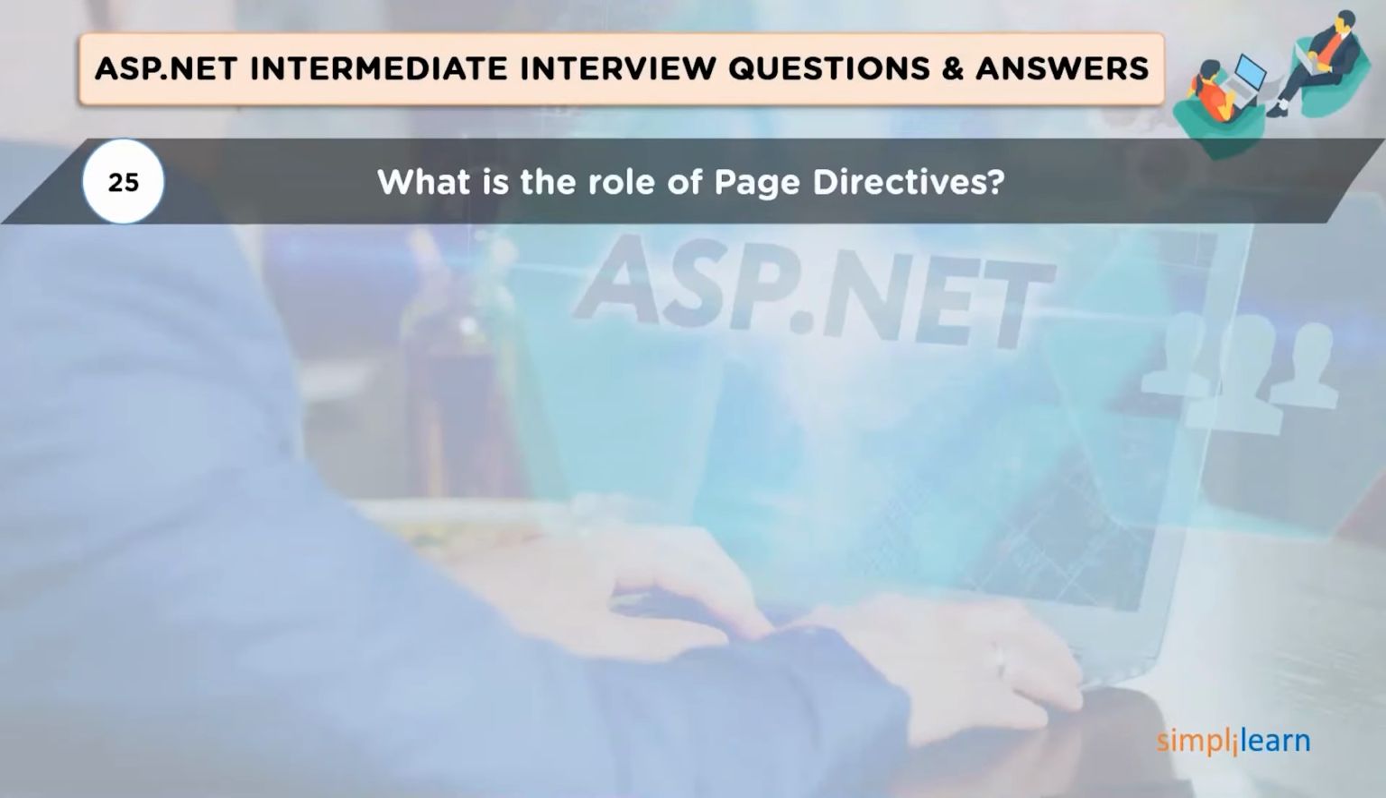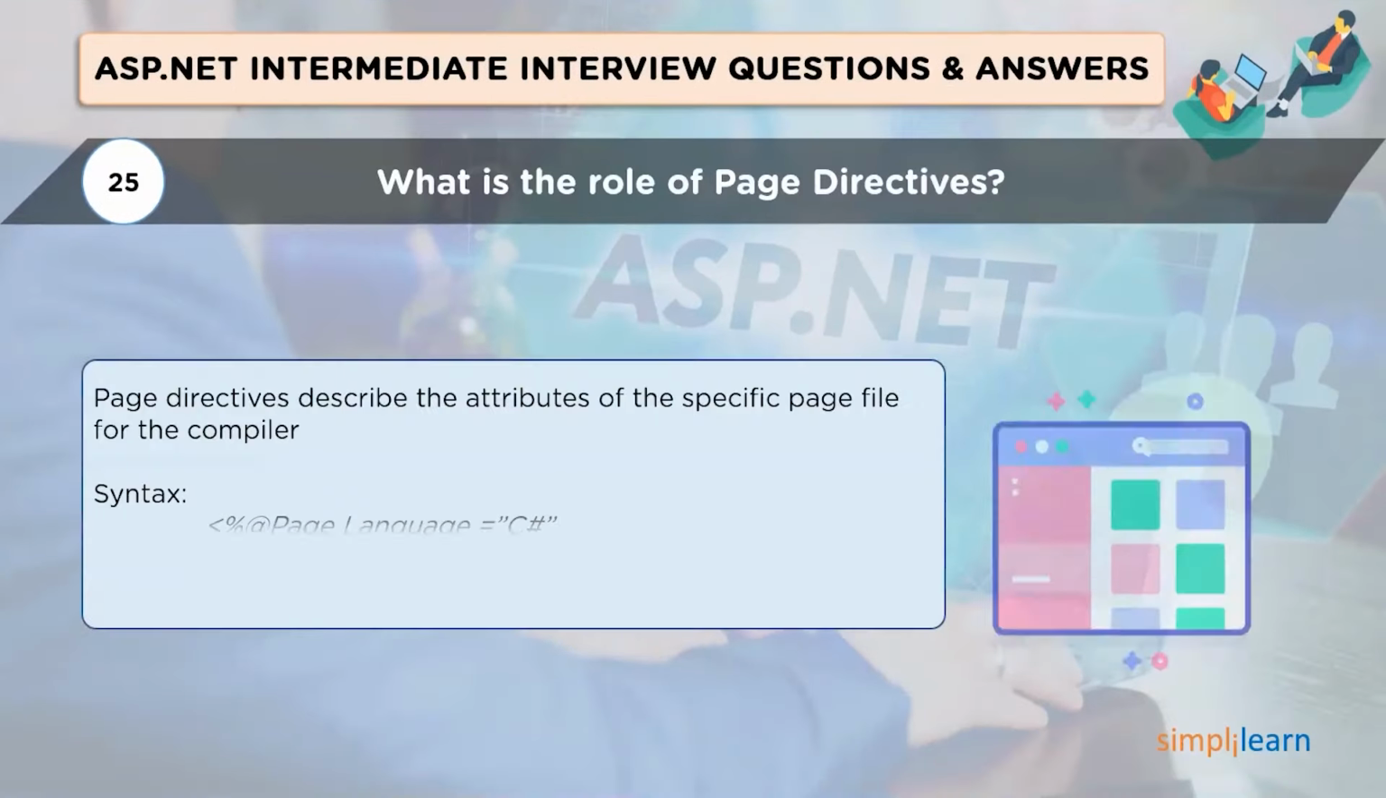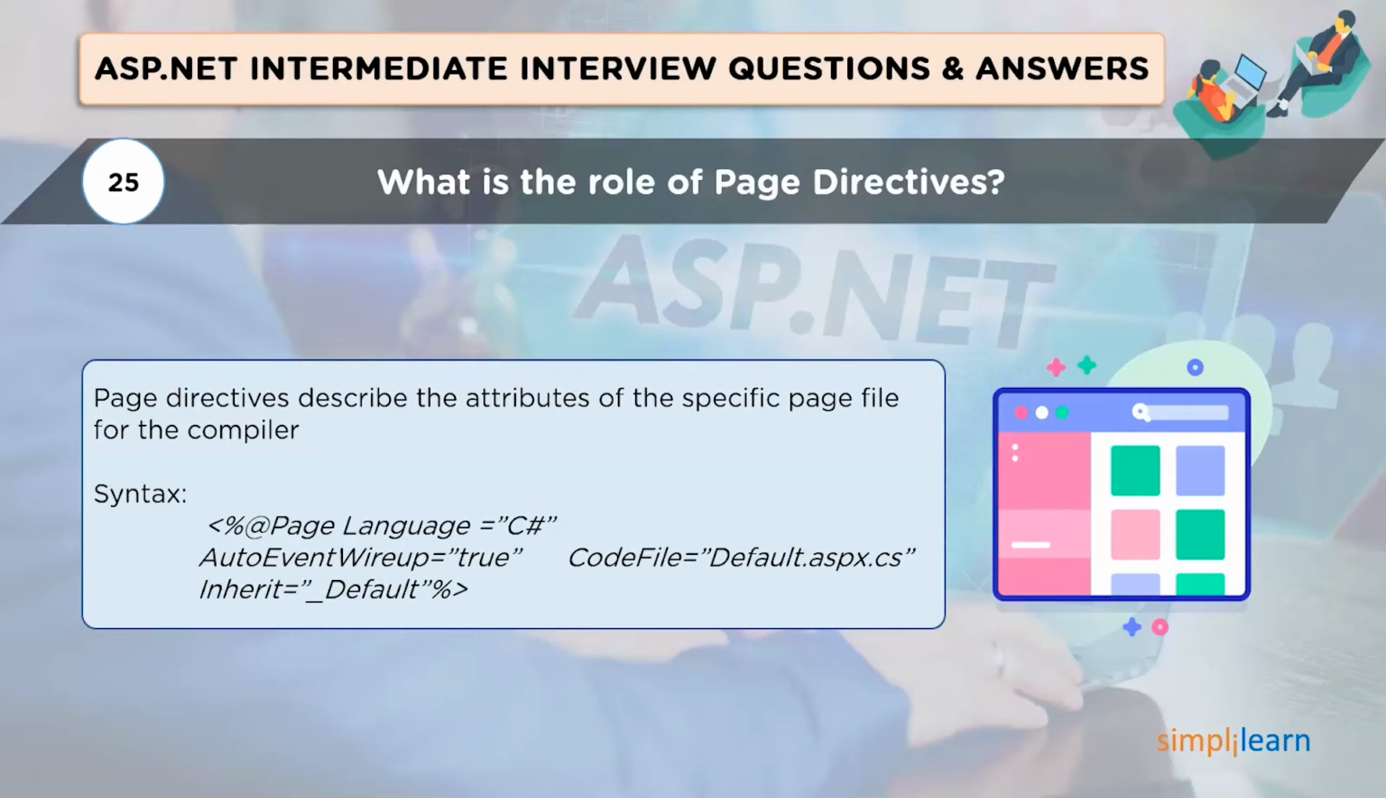What is the role of page directives? Page directives describe the attributes of specific page file for the compiler. Below is the syntax of page directives, where code file specifies the name of code behind the file, and debug enables or specifies compilation debug, and class name specifies the class name of the page, and the client target browsers the server controls.